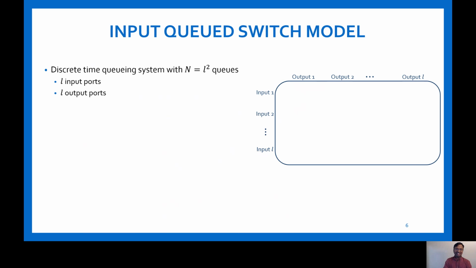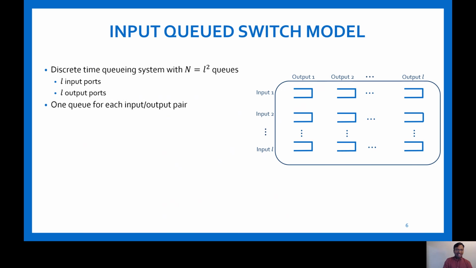So let's start. First, I want to start with a very specific model called the input queued switch model. In an input queued switch, there are L squared queues in all.